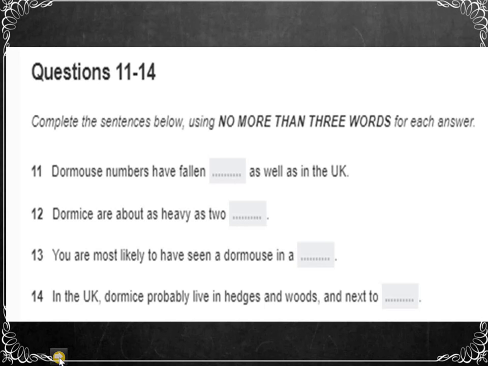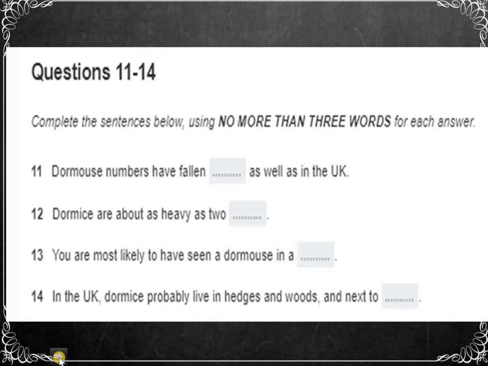Before you listen to the audio, before every section, you'll have time to read the questions. In this part, if you can see, it's about a dormouse and some details about it. So if you see the first one, dormouse numbers have fallen dash as well as in the UK. So as well as typically shows that there should be another location where the dormouse numbers have fallen. It should either be another location or refer to a region or a country or maybe the world.